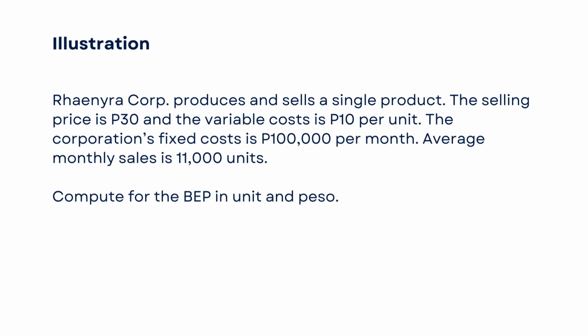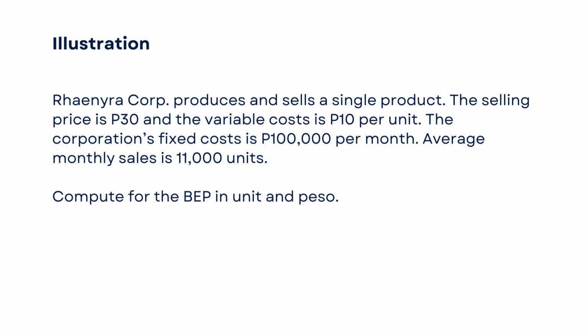So let's practice. Rainera Corporation produces and sells a single product. The selling price is 30 pesos and the variable cost is 15 per unit. The average corporation fixed costs is 150,000 per month and the average monthly sales is 11,000 units. So we have to compute for the break-even points in units and in pesos.